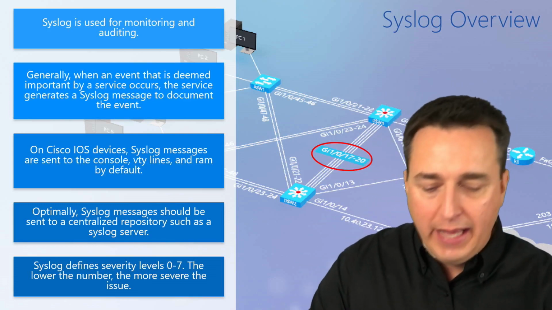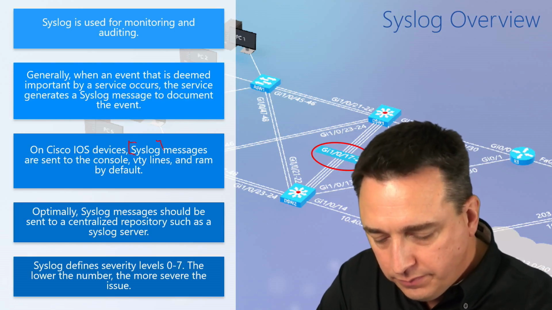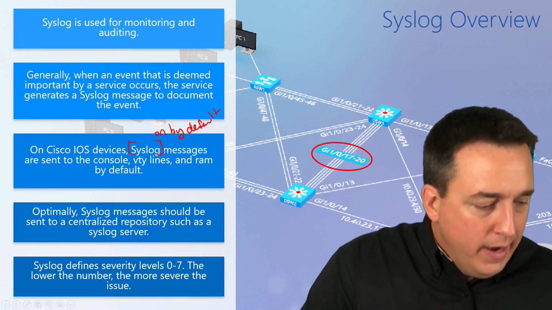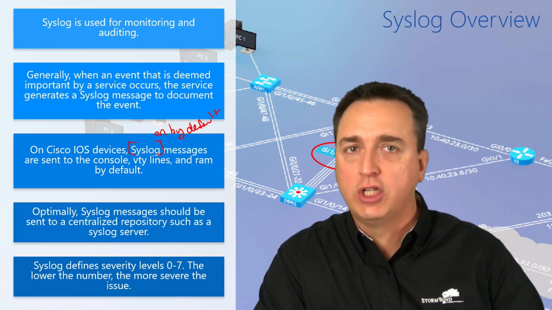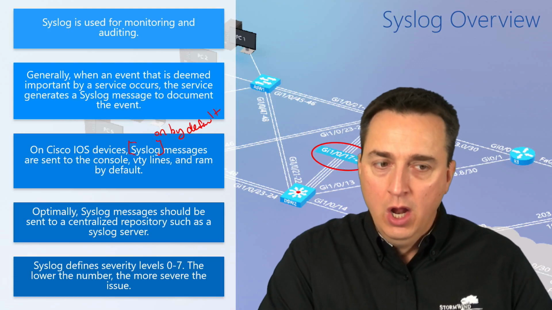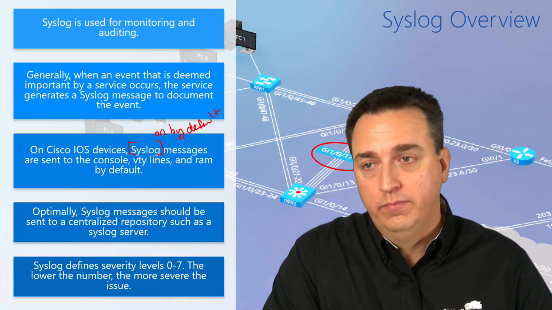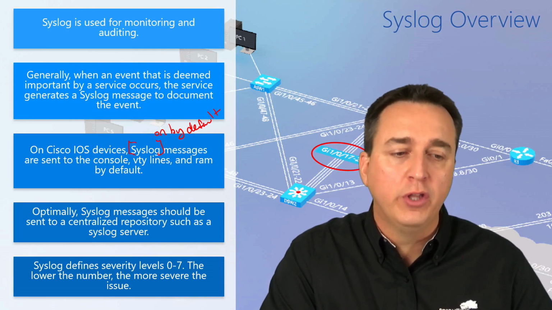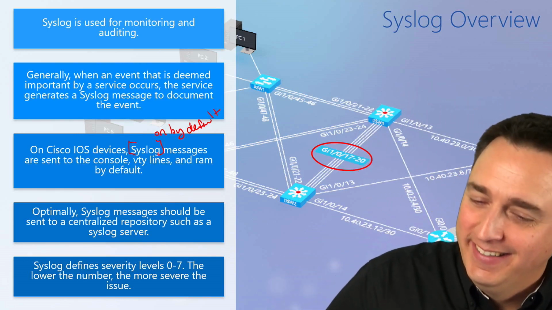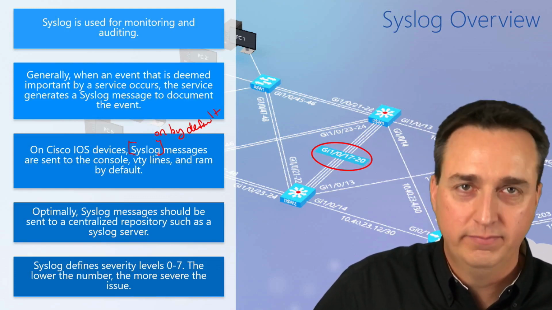So on Cisco devices, what do we have? We have syslog enabled by default. It's on by default. And messages are going to be sent to the console by default. They're going to be sent to the VTY lines by default. They're going to be sent to RAM, also known as buffer, by default. What is the problem with all three of these by default? They are not long-term solutions. None of them.